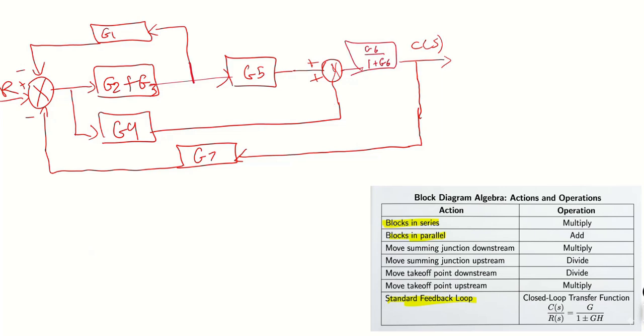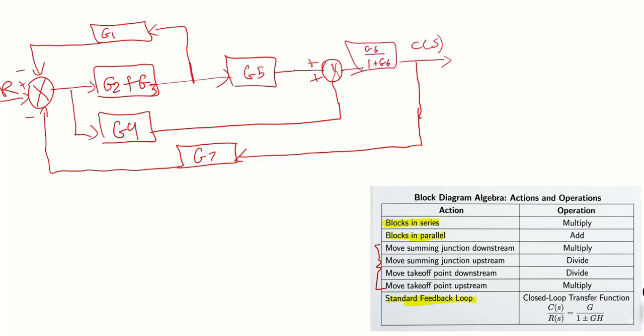Now, let's ask ourselves again, do I have any blocks connected in series, in parallel, or a standard feedback loop? What we can observe here is that we do not have these actions directly, so I need to think about the other actions that we have. Of course, these are not the only actions. There are other actions, but these are the ones that are typically used. In order to prove these actions with the operation, I have provided you a link in the description box.